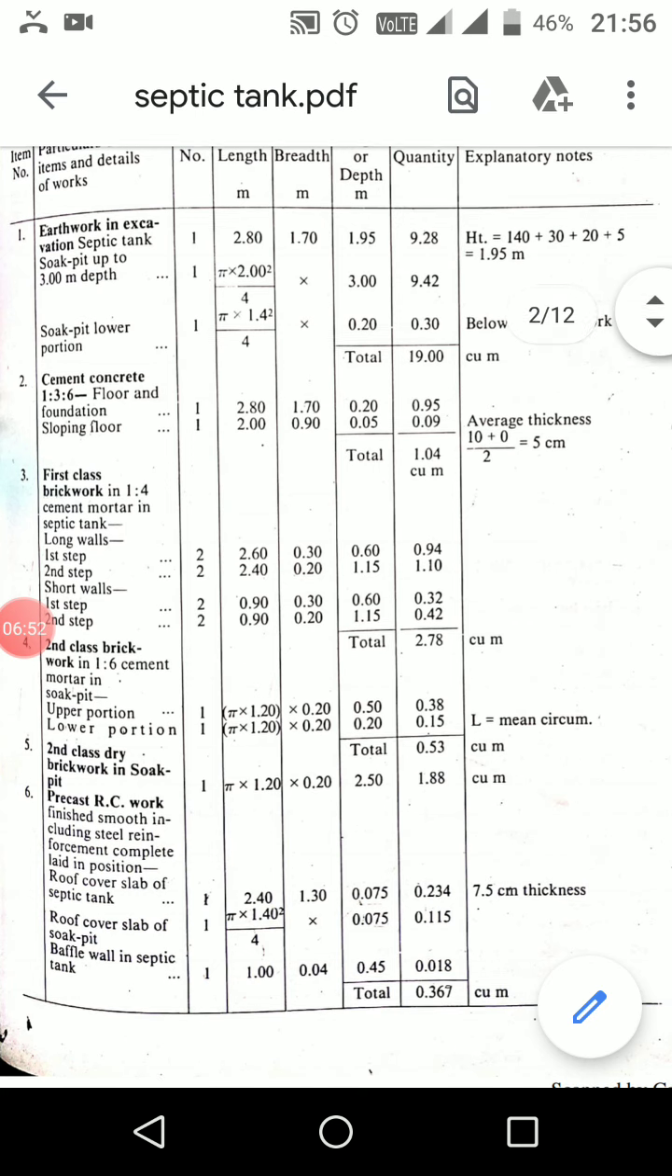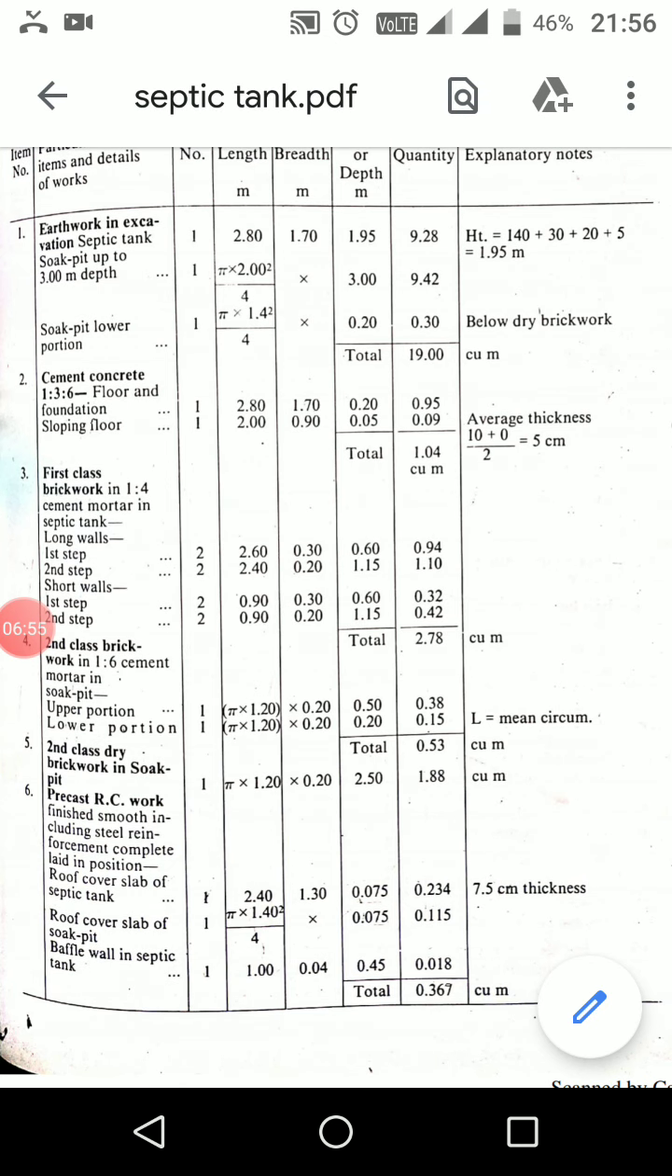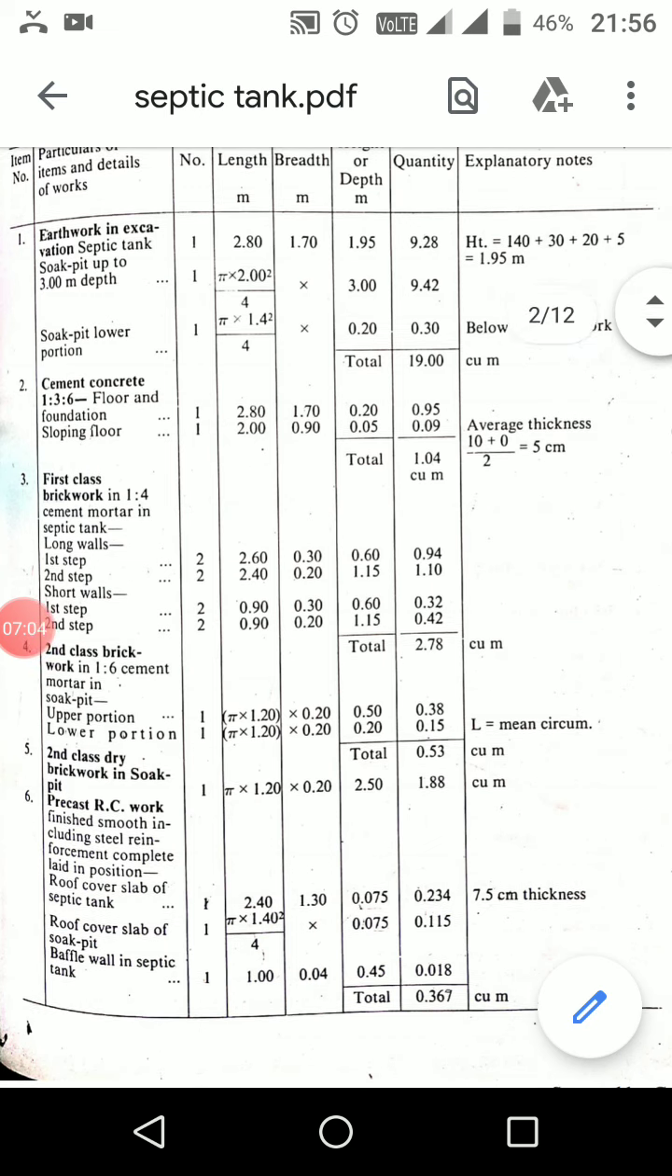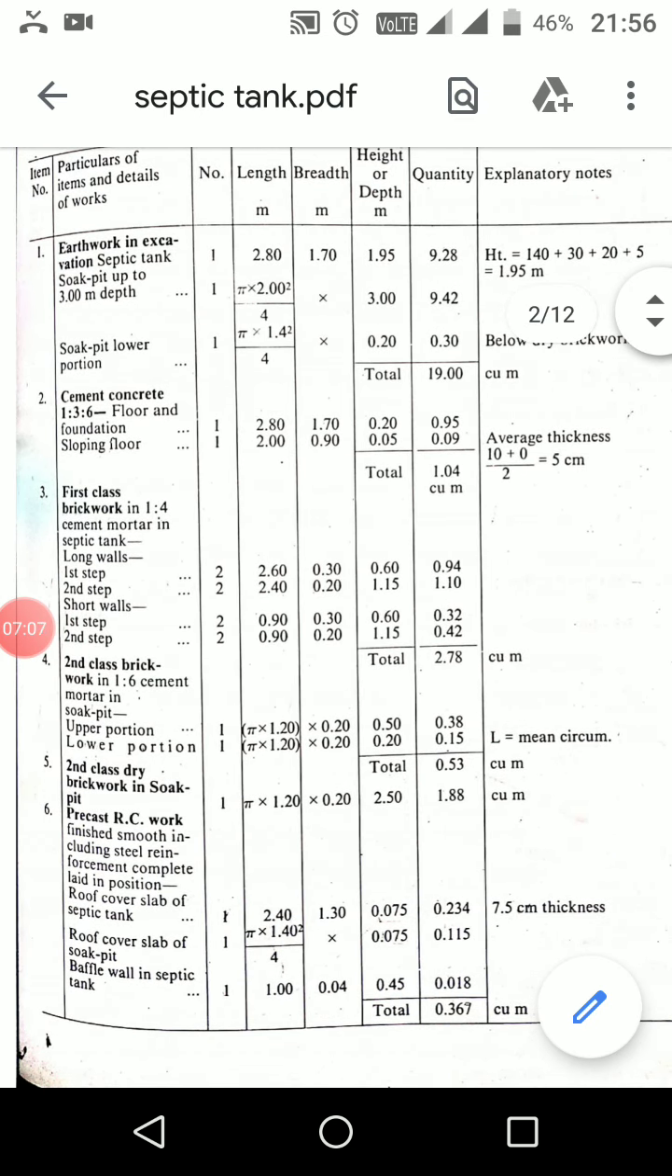Next, the excavation quantity for the soak pit. As it is one number, you can write one number, and as the soak pit is in circular shape, you need to first calculate the area using the formula pi d square by 4. Here the diameter will be 2 meters, correct?